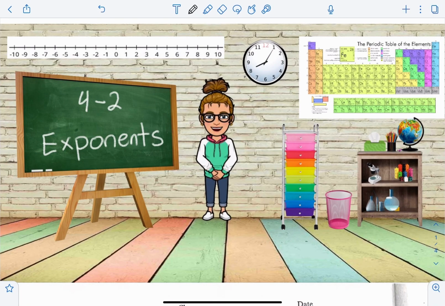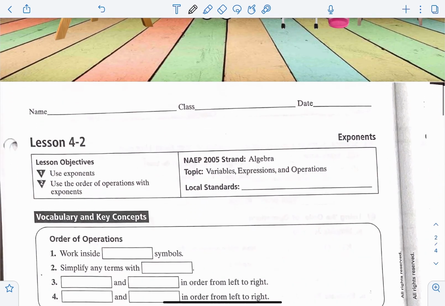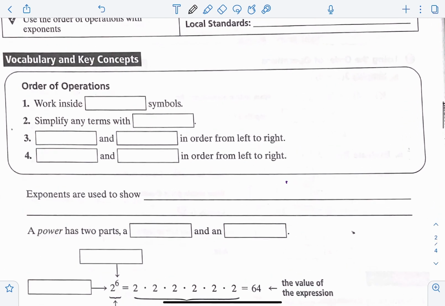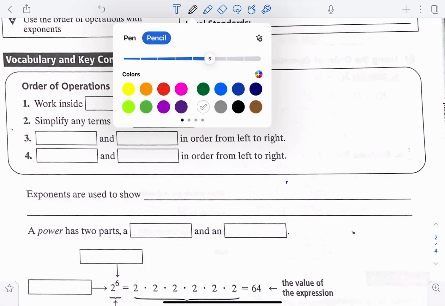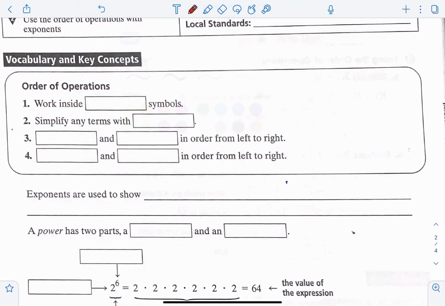For this video, we'll be doing section 4-2, looking at exponents. Within looking at exponents, we have to use the order of operations. So we're going to go through first what the order of operations is.